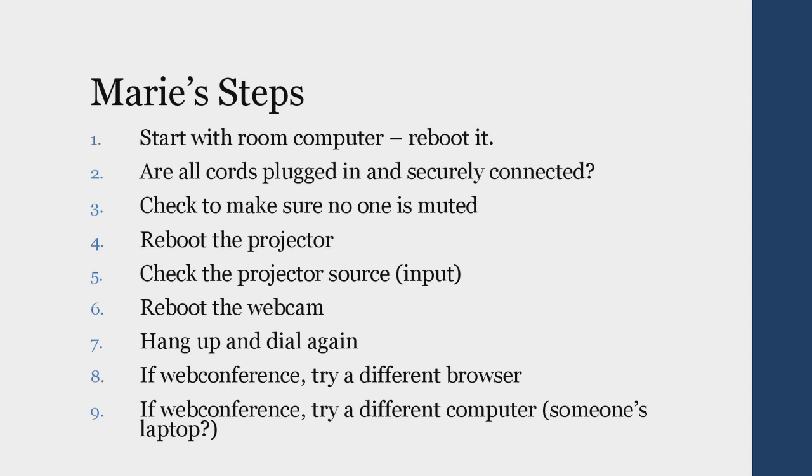So those are kind of the initial steps that I would take when I'm trying to determine in the middle of a meeting in a room what's going on. I go through this list kind of methodically. Does this work? Does this work? Does this work? Does this work? And really make sure that I've checked everything.